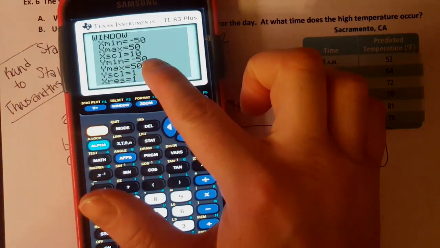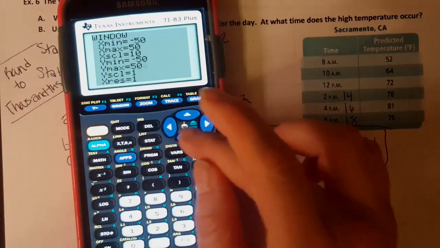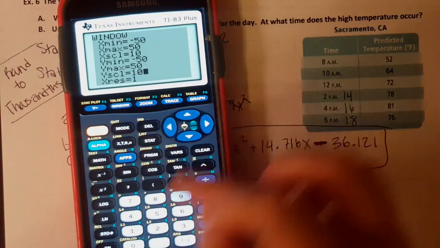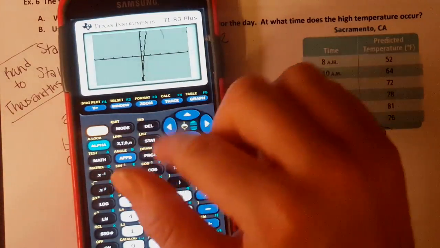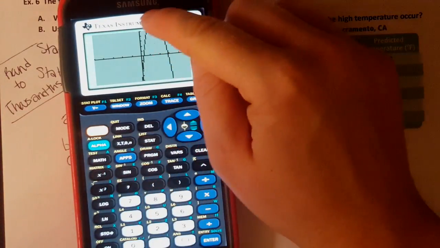Make sure your minimum is always smaller, your maximum is always larger. Scaling is what I'm counting by. I'm going to count by tens, and then just hit graph. So each of these tick marks represents 10. Ooh, I was close. I just kind of cut off the top.